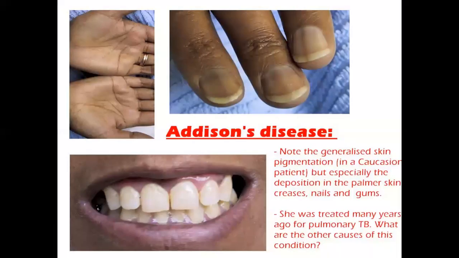Now you can see here in this picture the generalized skin pigmentation, but occasionally there is deposition in the scar skin, the nails and gums. You can see it here. She was treated many years ago for TB. So this may be the tuberculosis of the adrenal glands.